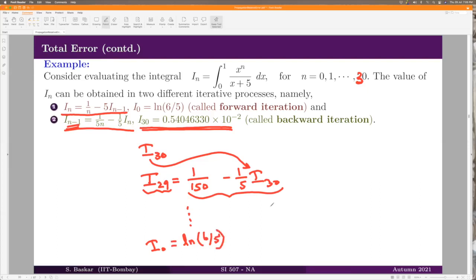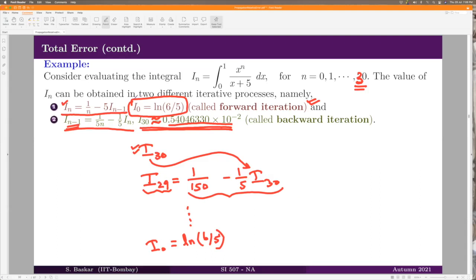Just for the understanding, let us do the calculation of In for n up to 30 using forward iteration. And then we also start with the known value of I30 somehow. This is almost exactly equal. It may not be exact, but approximately it's a very good approximation of this. Then we will go back and see whether we are hitting this number correctly. This is just to check the calculations.